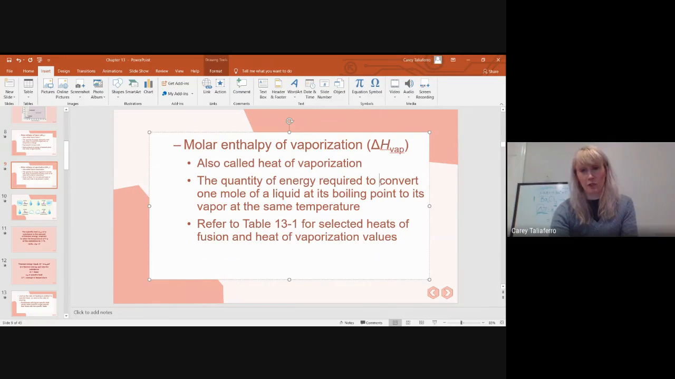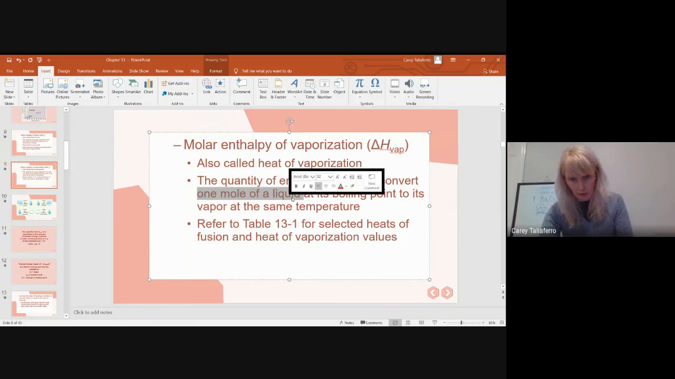So we talk about fusion, and then we're going to talk about vaporization, which means to convert it to a gas. The enthalpy of vaporization is sometimes called the heat of vaporization, and it's similar, except this time we're talking about reaching the boiling point and letting it vaporize to gas. This idea is the quantity of energy required to convert 1 mole of a liquid at its boiling point to a vapor. How much energy is required?